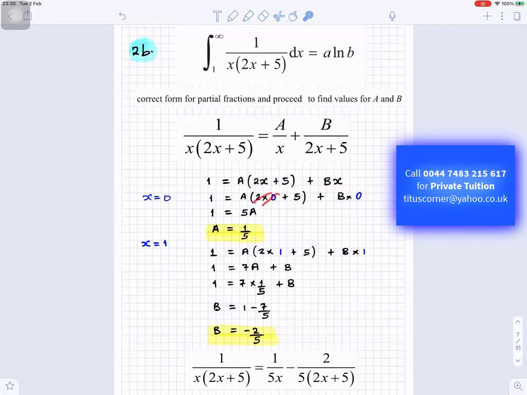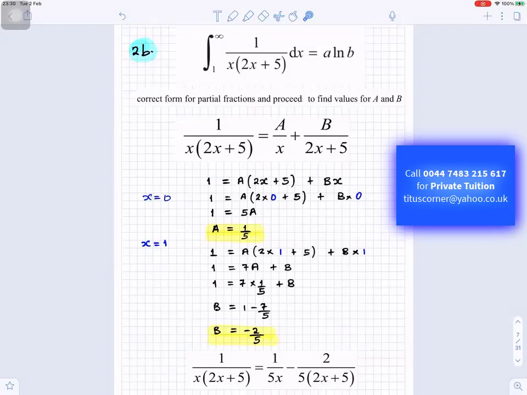Because 2 times 0 is 0. So 5 times a is 5a. And 1 equals 5a. A is 1 divided by 5. Now we substitute another number. And for this case, I like to take easier numbers. So I pick 1. So 1 is equal to a times 2 times 1 plus b times 1.